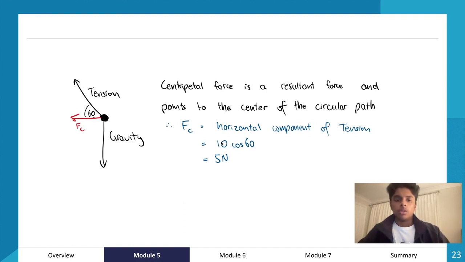Well, we can do 10 cos 60, because cos 60 will be this horizontal component, or 10 sine 30, same thing. So 10 cos 60 or 10 sine 30, depending on where you draw your triangle, essentially. If I draw my triangle like this, then the answer will be 10 sine 30 to find this component. If I draw my triangle like this though, the component will be 10 cos 60, and that will be equal to 5 newtons.